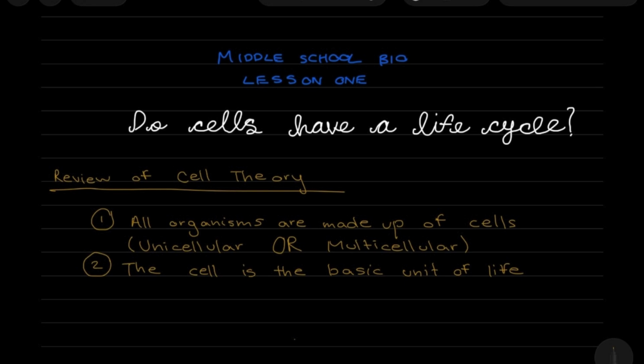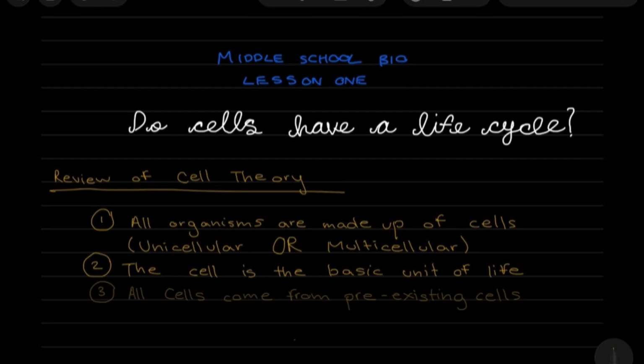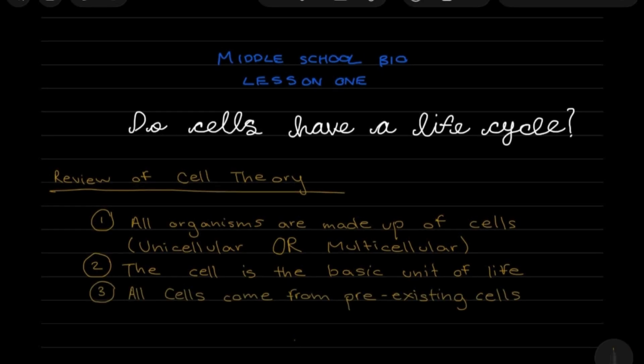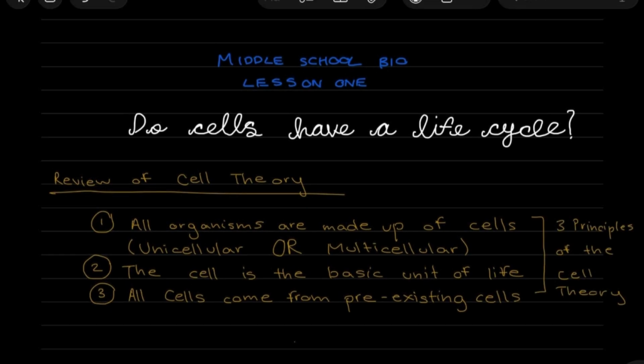This should be straightforward, but don't hesitate to put any questions in the comment section. Principle number 3 says, all cells come from pre-existing cells. This means that all cells are a product of division or replication from a previous cell. These are 3 key principles of the cell theory to always remember.